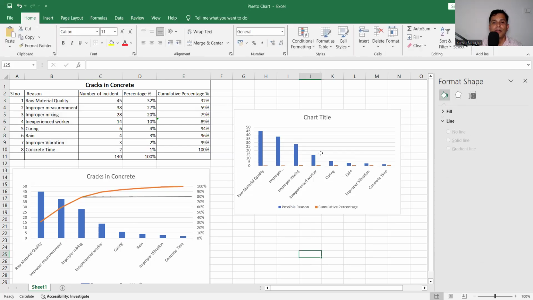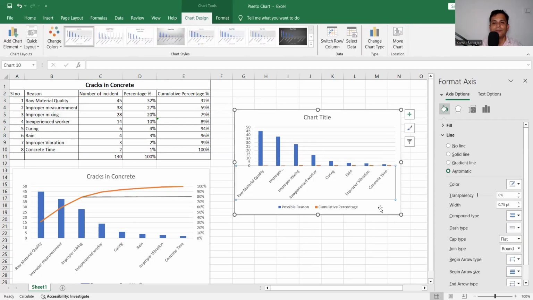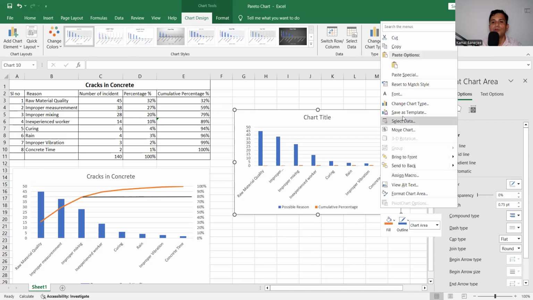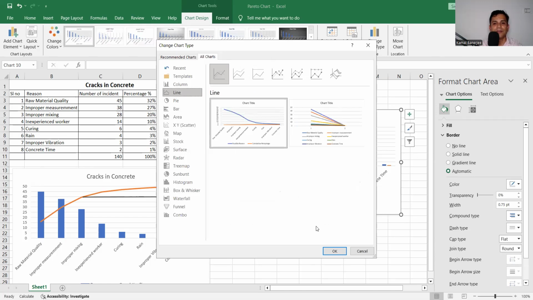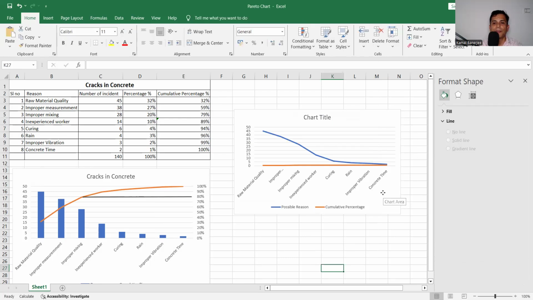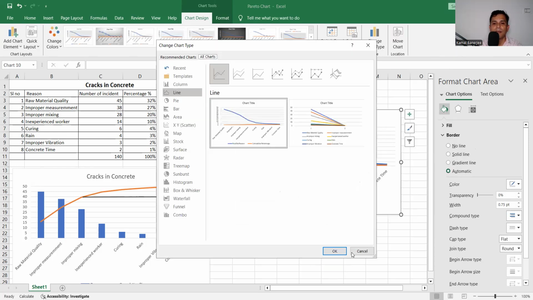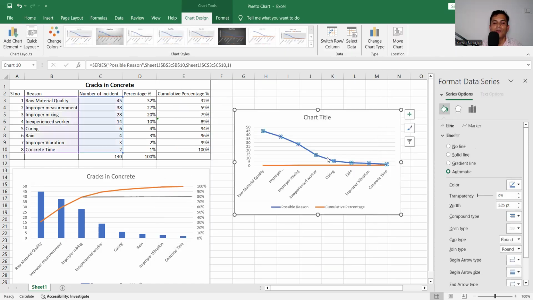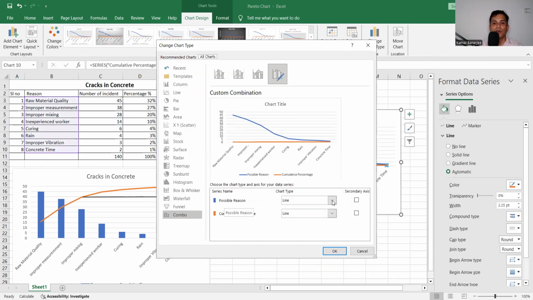Now we have to select this and we have to change chart type. We need to go for the line chart, whatever the number line we have given. Now, again, we need to change chart type. We need to select any one, and we have to go to change series chart type. Now, for the possible reason, we have to make this one a bar chart.